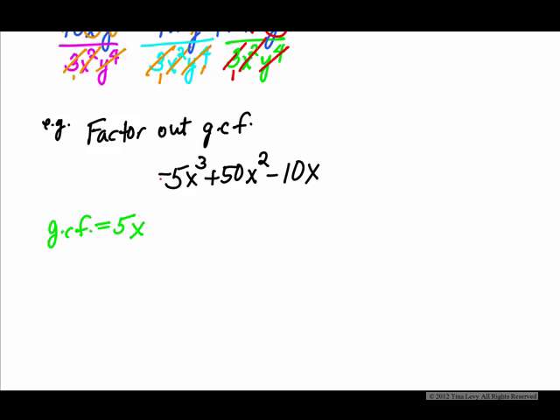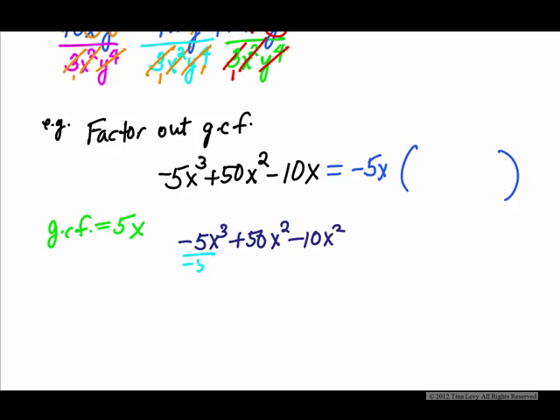When a polynomial leads with a negative, we will factor out negative the greatest common factor. So in this problem, we are going to factor out not 5x, but negative 5x. That is a convention that we have. Now we're going to take negative 5x cubed and positive 50x squared minus 10x. And we're going to divide each of these by negative 5x.